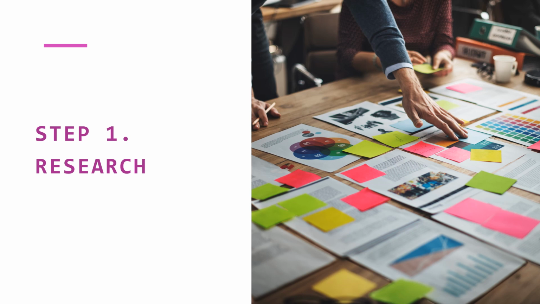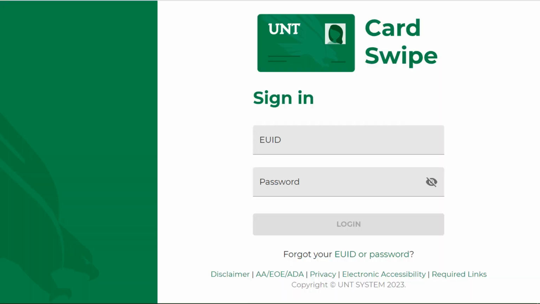So as an example, I'll be showing you some wireframe examples from a project that I worked on at UNT for the UNT card swipe application. Now, this application might look familiar to some of you. The card swipe application was created to manage events and services that occur either on campus or online at UNT.